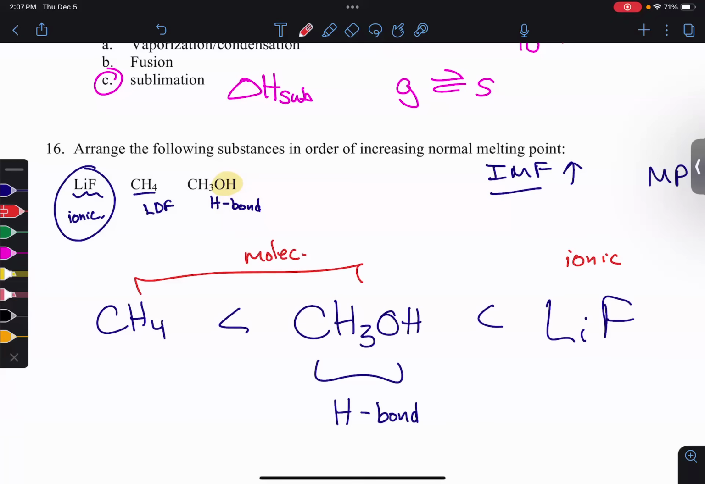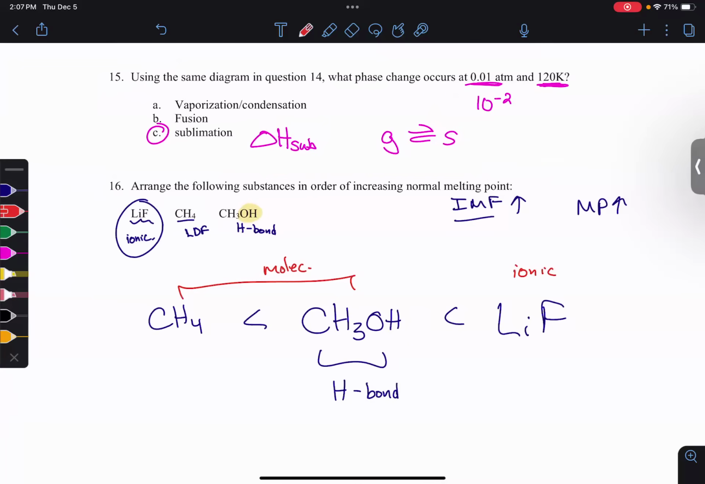All right, the reason is these are ionic, these are molecular. Okay, so question 12 says, every substance has the same vapor pressure at the normal boiling point temperature. That is correct. Yes, at their respective normal boiling point temperatures.